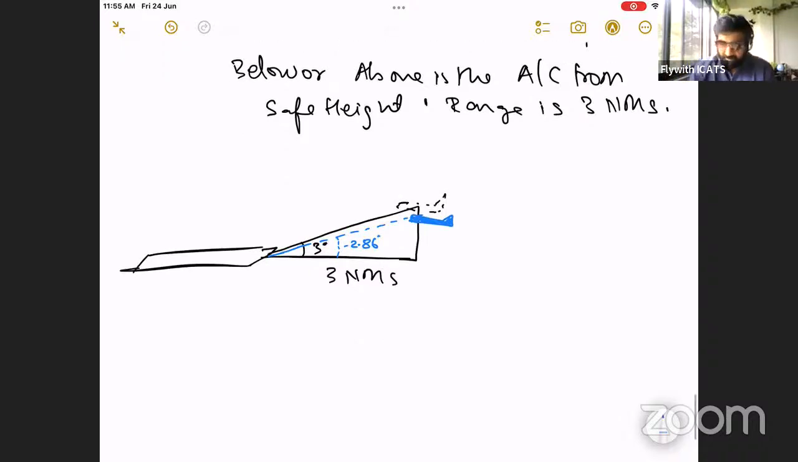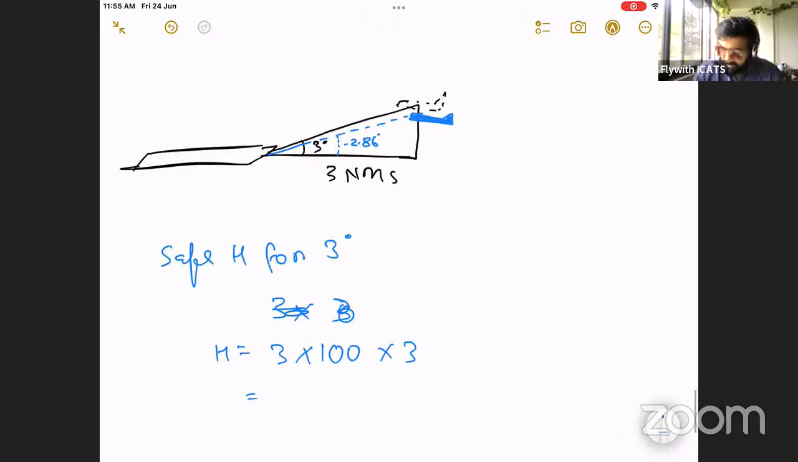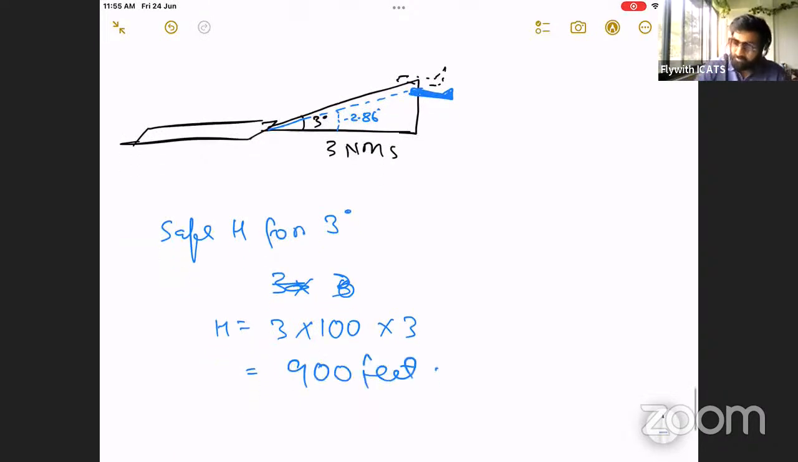So I'll find the safe height for 3 degree. So 3 into correction 3. I have a direct formula also. Height is equal to 3 into 100 into 3, which for 3 degree will be 300 into 3, 900 feet. See, the direct formula is helpful.